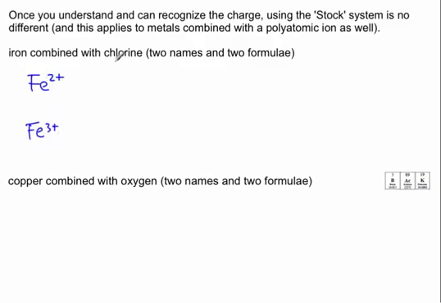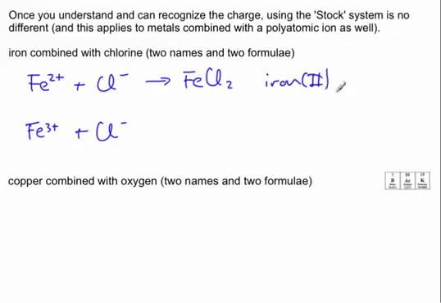That's 3+ and 2+. We're going to put this together with chlorine. Well, chlorine is a group 7 nonmetal, so it has a charge of 1-. It has 7 valence electrons, needs 1. So we put that together, we get FeCl2, and that's going to be called iron(II) chloride because of the 2+.